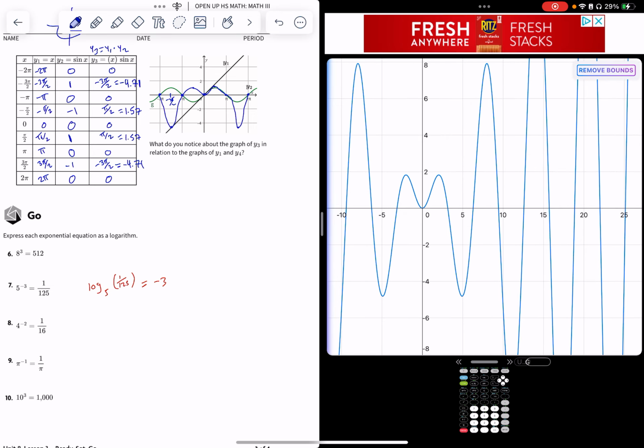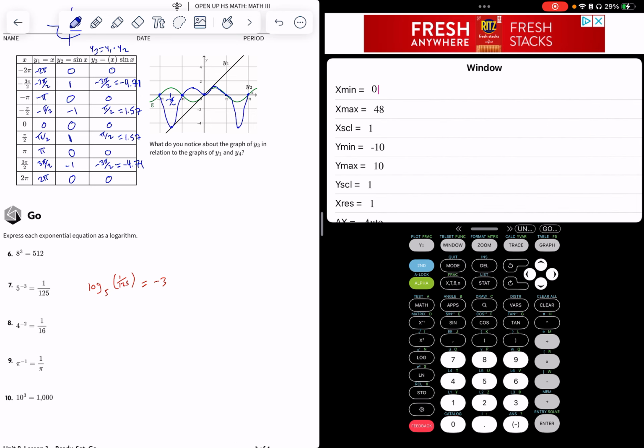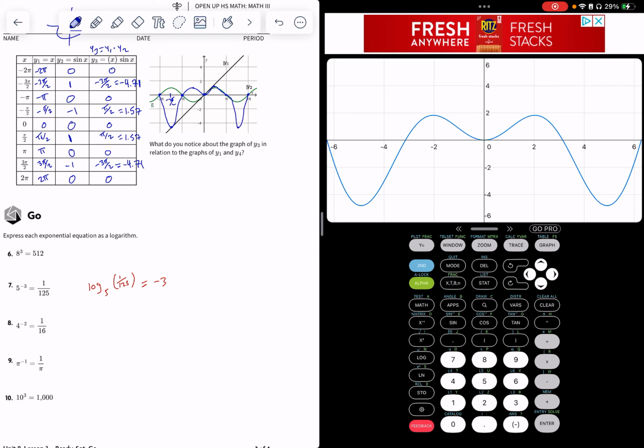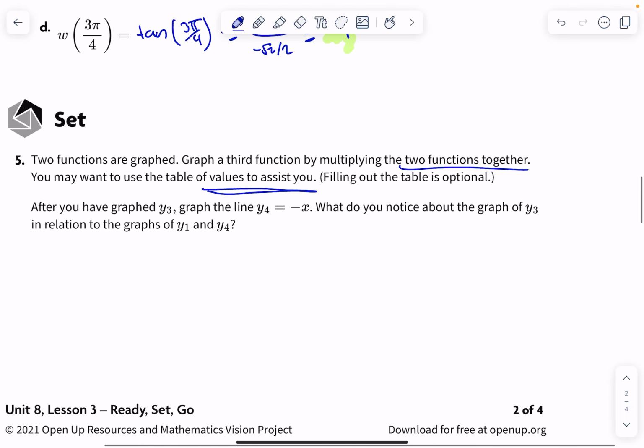Our graph should be something between negative 2 pi and 2 pi. So you can change your window here and go from negative 2 pi to positive 2 pi. Our y coordinate goes from negative 6 up to 6. So something like that. My graph looks a little bit choppy, I would say, but I hope you get that that's kind of what it should look like. And then what is next?